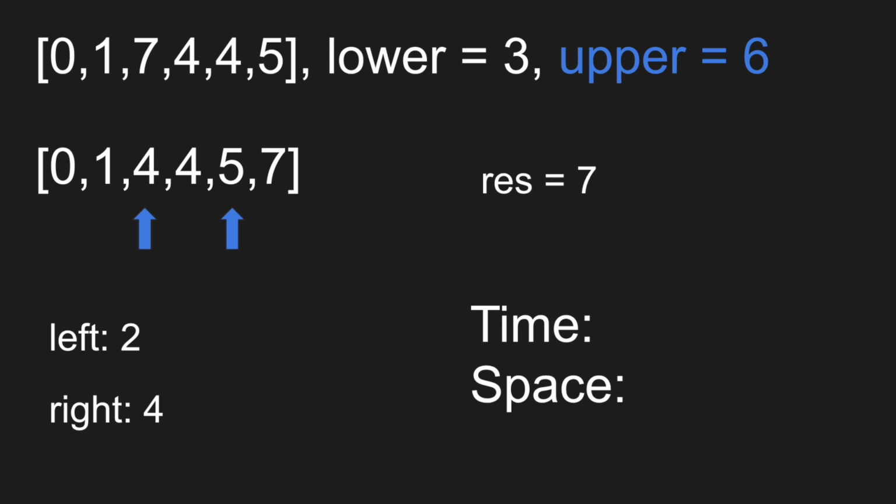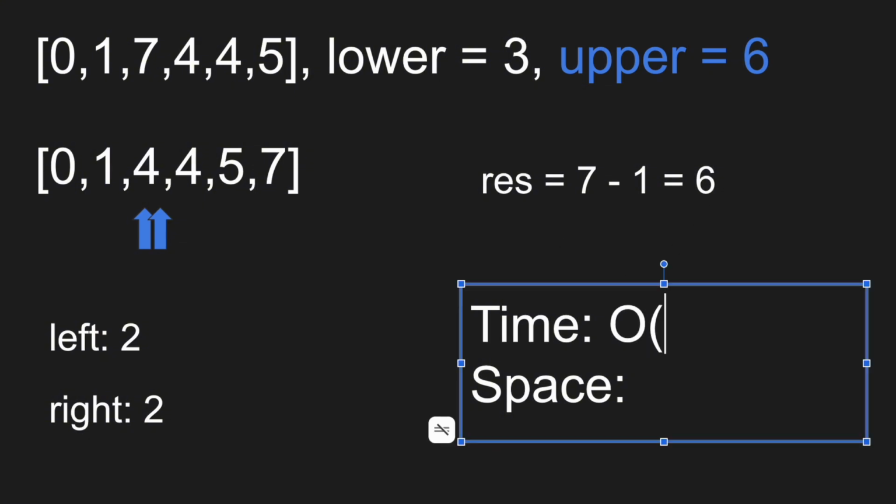4 plus 5 is greater, so we don't change the result, but we need to shift the right pointer. 4 plus 4 is also greater than 6, so we need to shift the right pointer again. And now that they have met, we have 7 as the result from the upper bound, and we have 1 as the result from the lower bound. So we subtract 7 by 1, and that's equal to 6. So 6 can be our result.